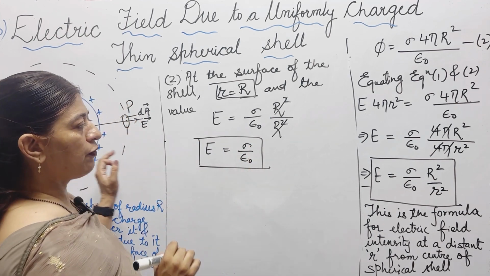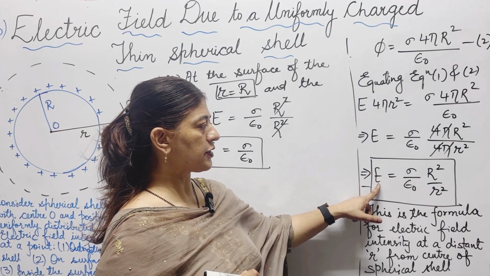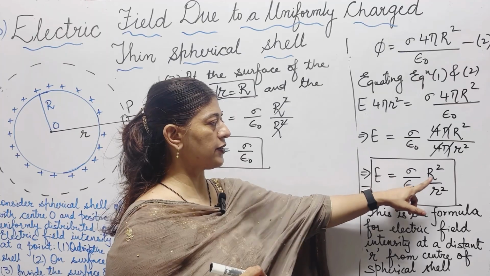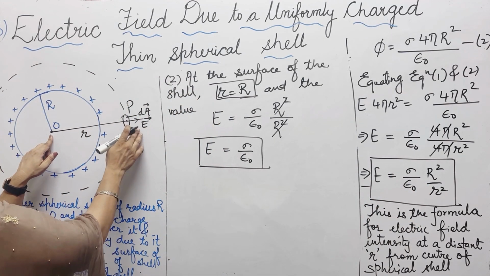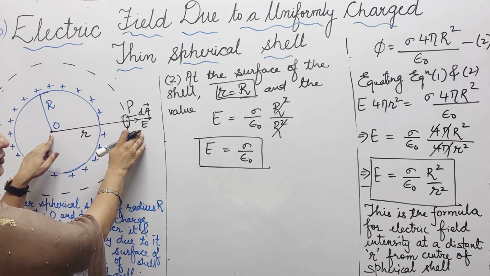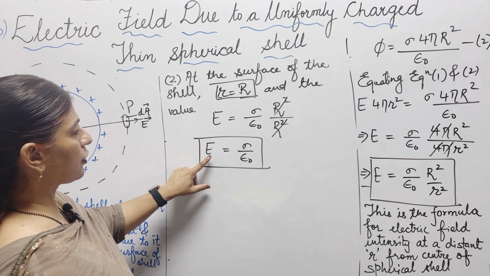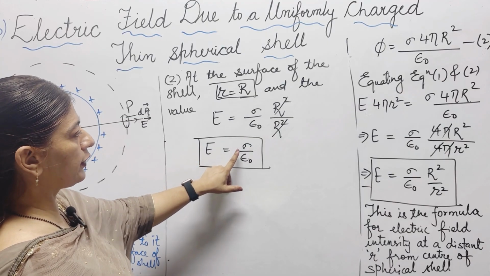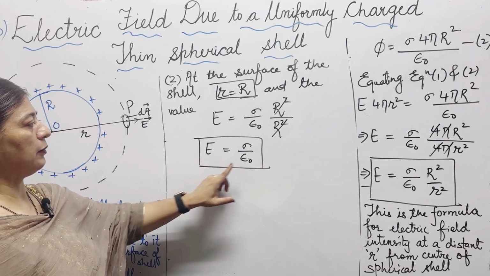So if you look at the expression when the point is outside, then electric field intensity is a function of the radius as well as the distance from the center to the point where we are going to find the electric field intensity. But if we are talking about the surface of the shell, then electric field intensity is a constant quantity, having the ratio of surface charge density to epsilon naught.